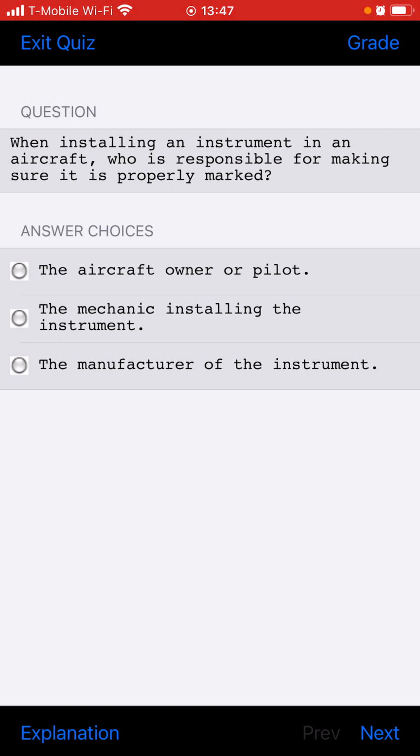What are the usual locations where carbon monoxide detectors would be installed? In the aircraft cockpit or cabin.